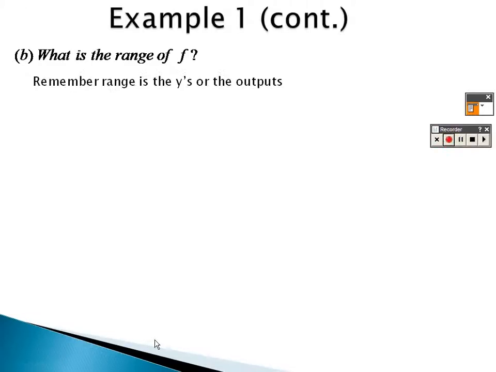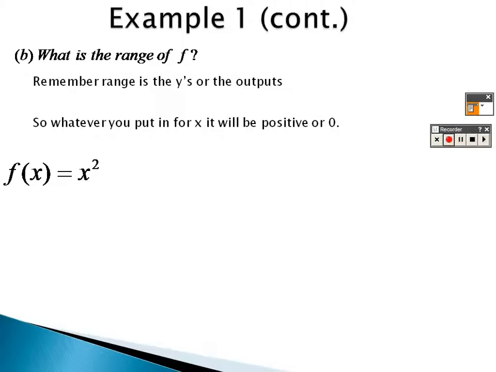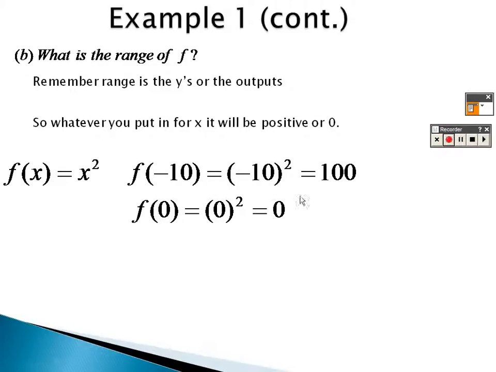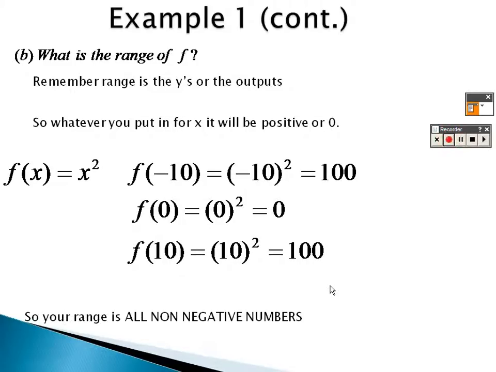So what is the range? Remember, range is the y's or all the outputs. Whatever you put in for x will give a positive or 0 result. So if I plugged in a negative 10, negative 10 squared is 100. Plugged in 0, 0 squared is 0. If I plugged in 10, 10 squared is 100. The point is, your range is all non-negative numbers, because whatever you plug in is going to give a non-negative number. So your range is from 0 to infinity.